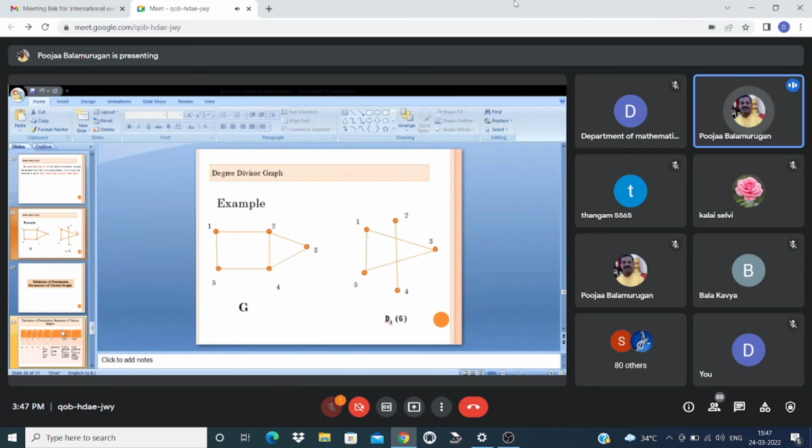So I think one example is there. So this is the example. You take one graph. The vertex 1 has degree 2, vertex 2 has degree 3 here.